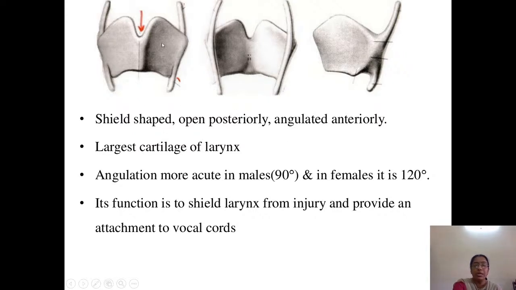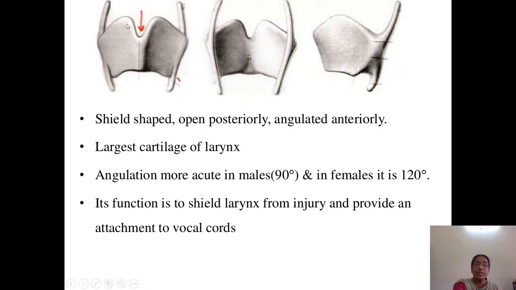Posteriorly, it is open, shield-like, and it is angulated in the upper parts. Anteriorly, it is angulated. And one more important thing about the thyroid cartilage is that it is the largest cartilage of the larynx. You have come across paired and unpaired cartilages. The unpaired cartilages are the thyroid cartilage, cricoid cartilage, and epiglottis. The paired ones are the arytenoid, corniculate, and cuneiform. Among all these cartilages, the thyroid cartilage is the largest cartilage of the larynx.